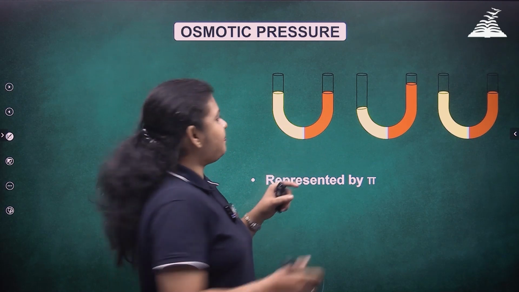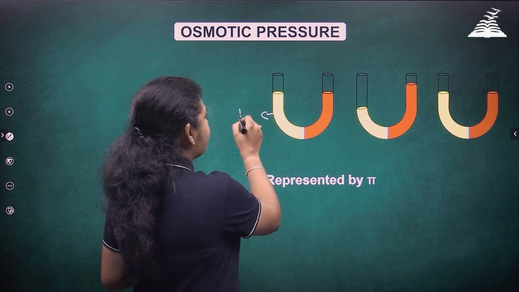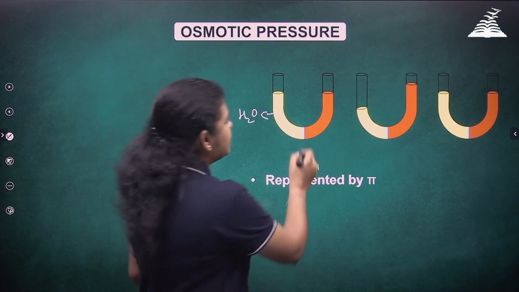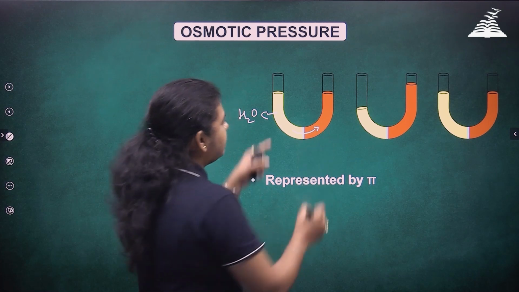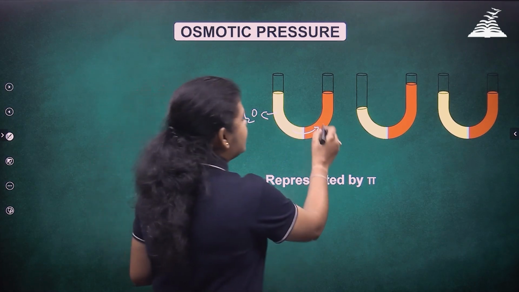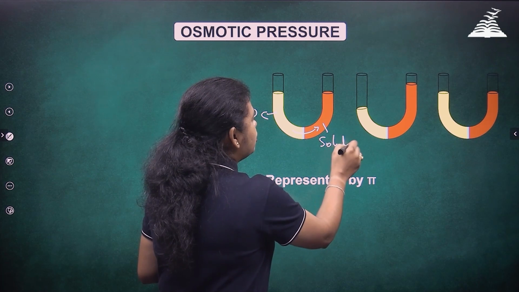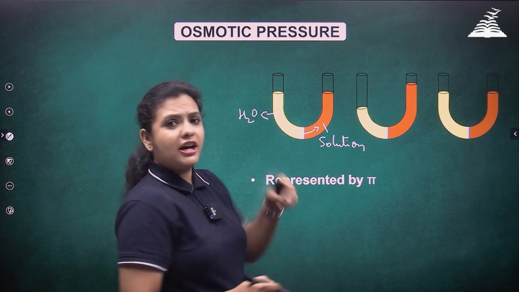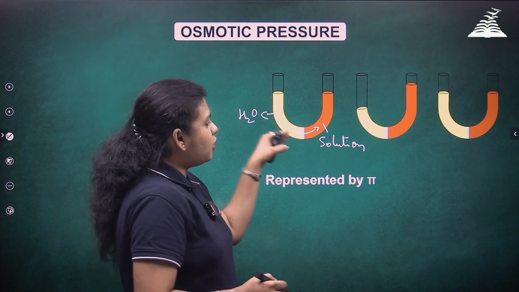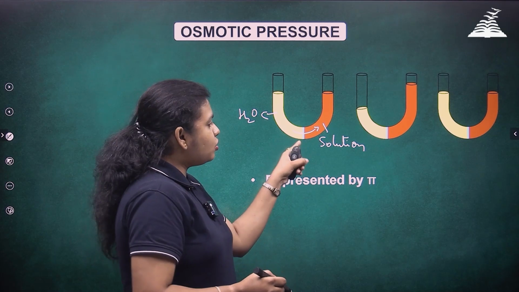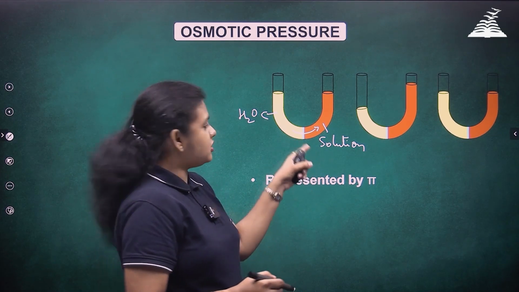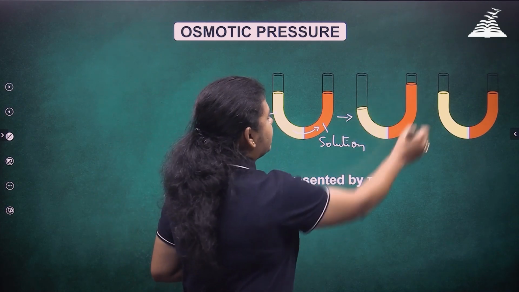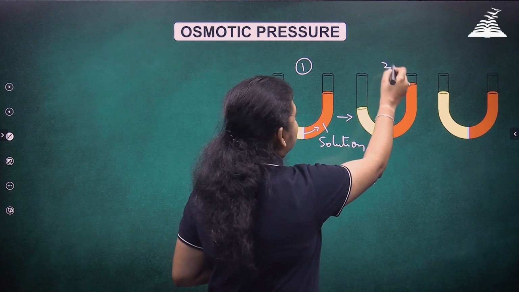Let us look at this diagram. This was water and water molecules, because of osmosis, through this semi-permeable membrane, they enter. Okay, this is solution. Solution is going to have less number of water molecules. Pure water has more number of water molecules. Water enters into the solution through the semi-permeable membrane. The blue color you see is the semi-permeable membrane. What happens as a result? You are going to get this image 1 and 2.